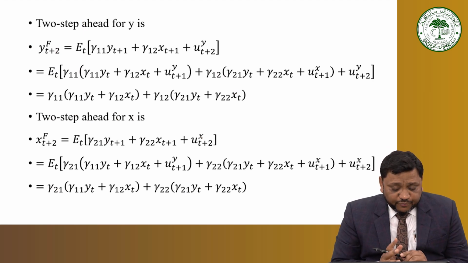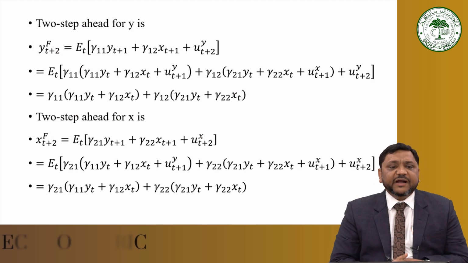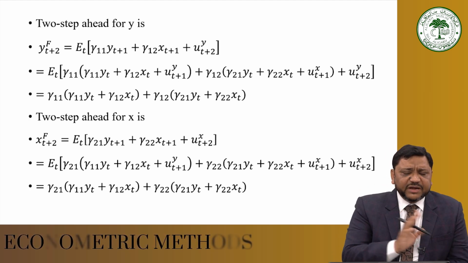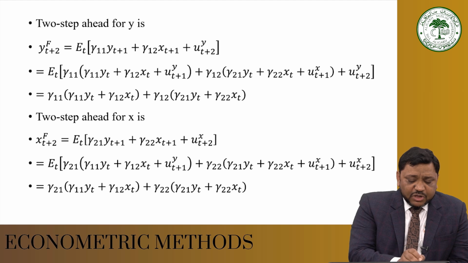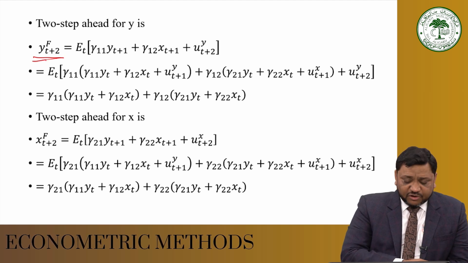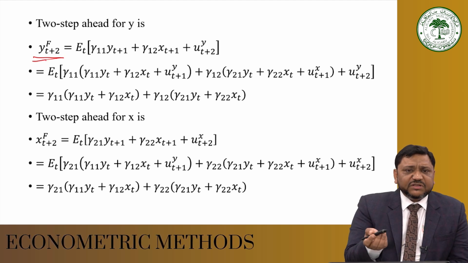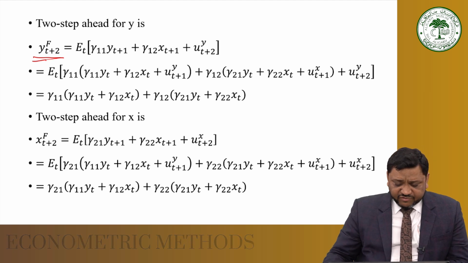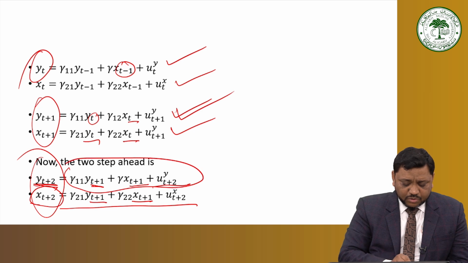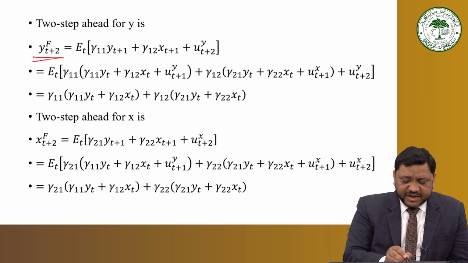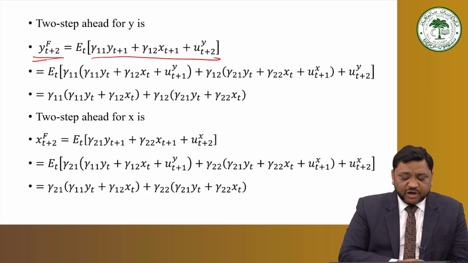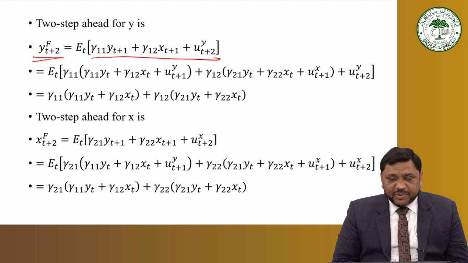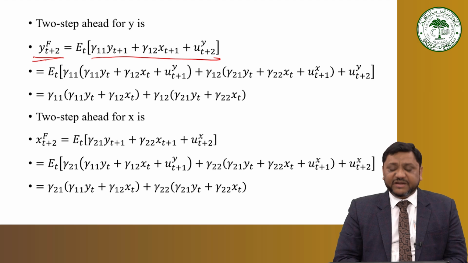Now, we will go for 2 steps ahead for y. Here we are just ignoring the intercept term for simplicity. Now the forecast of yt plus 2, as we have seen, we take the expectations. So we have just now derived this yt plus 2, we simply write it here. Expected value of gamma 11 yt plus 1 plus gamma 12 xt plus 1 plus error of y at t plus 2.